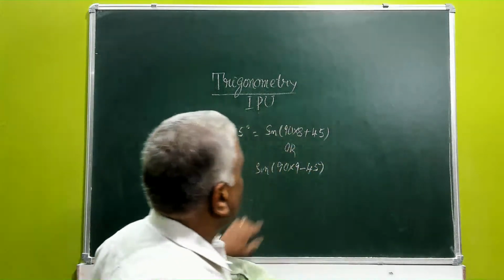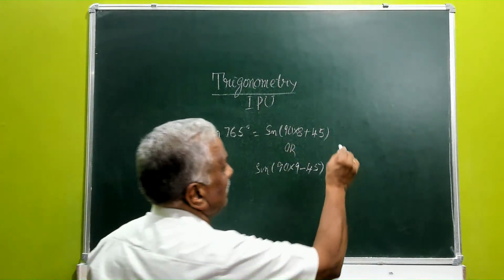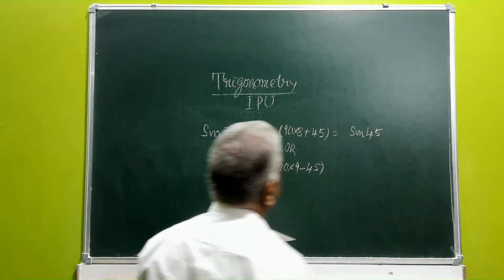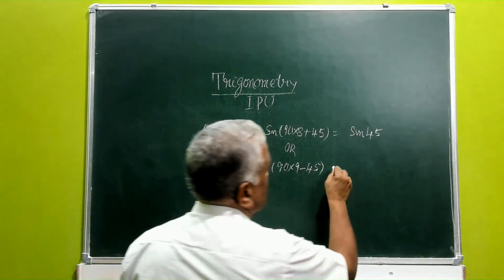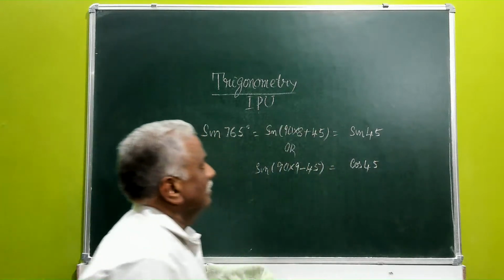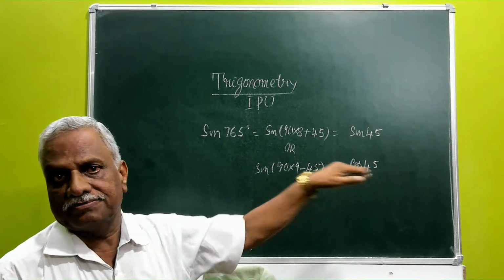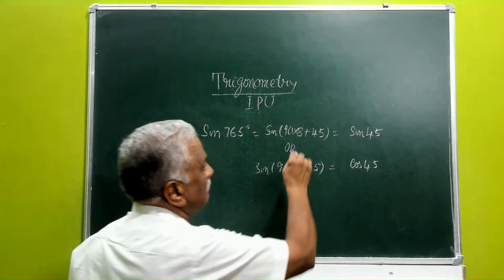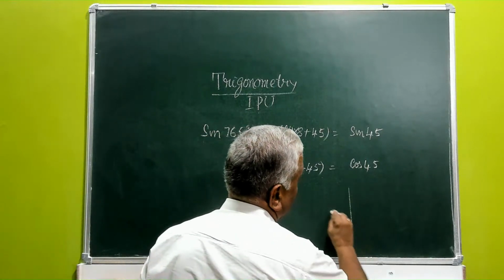Now, 90 into 8 is an even multiple. So it should remain sine. This 90 into 9 is an odd multiple. It has to change to cos 45. Even multiple of 90, trigonometric function will not change. Odd multiple of 90, trigonometric function changes. So this will not change, this will change. Now we should decide about the sign.